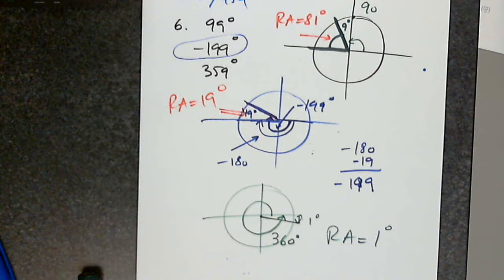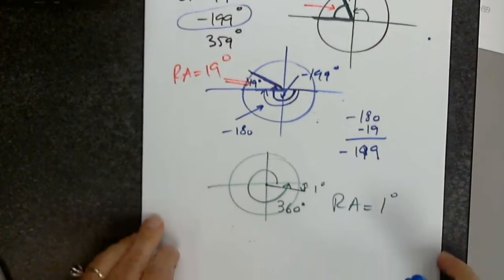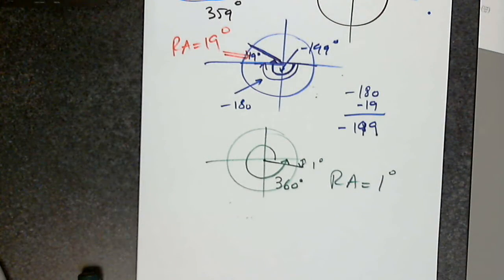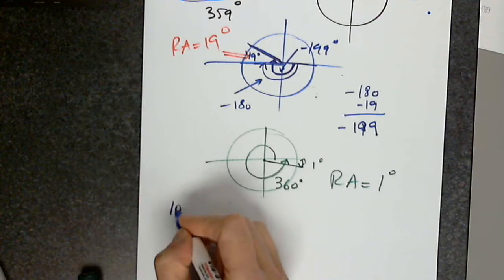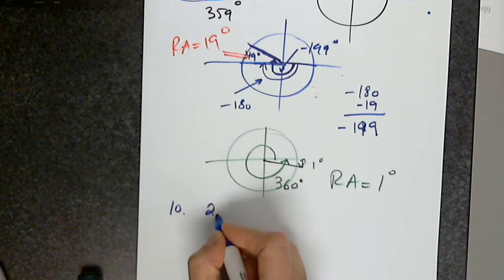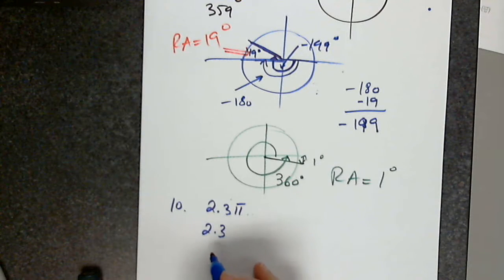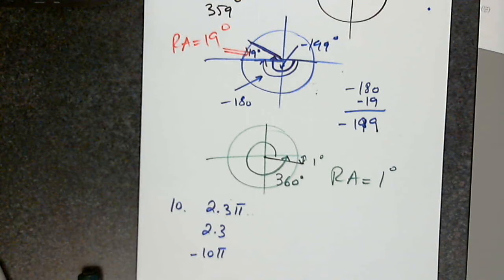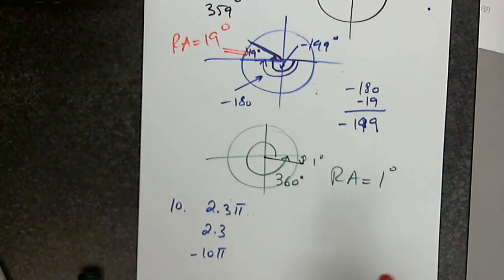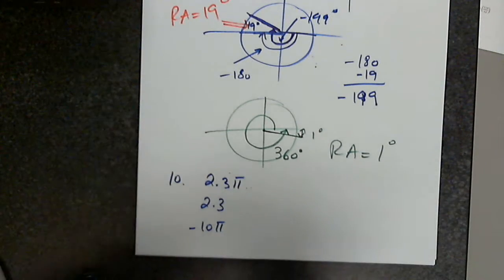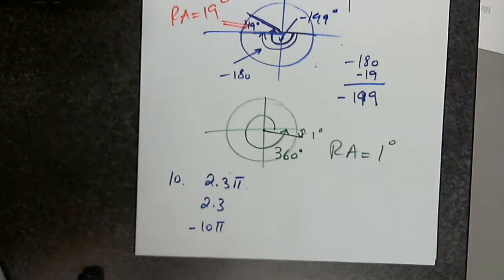Okay, do we need anything else from 3 to 10? Can we do like 8 or 10? Please choose any. Which one? Okay, we want to look at 10. And we have 2.3 pi, and we have negative 10 pi. Perfect. Okay, so I'm asked to find the reference angle for 2.3 pi.